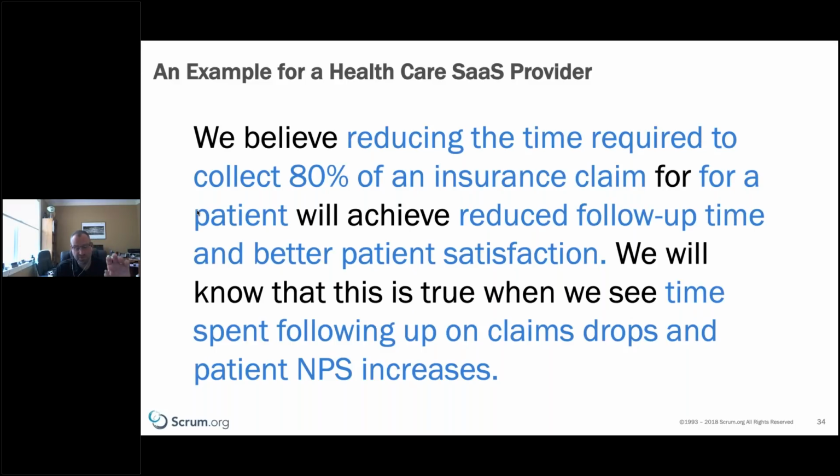So now the insurance companies are happier because they're spending less time to follow up on claims, and the patients are happier because their net promoter score increases. Their likelihood of recommending that insurance company goes up. This is a great way to start to build out the vision for what we want to build and put that measurement in. It's very easy to measure NPS score. It's very easy to measure time spent following up on claims. So real empirical evidence, really putting in those measures and helping to drive those measures forward.